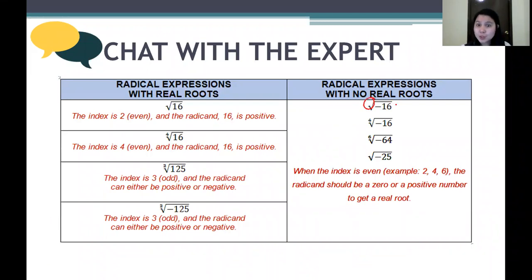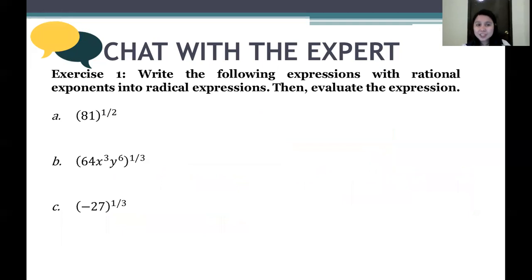Even, so this must be positive. Even, so this must be positive. Even, this must be positive. And even, this must be positive. Again, when the index is even, the radicand must be positive. But if it's odd, no problem. Any radicand will do. Now, let's try to write the following expressions into radical expressions.